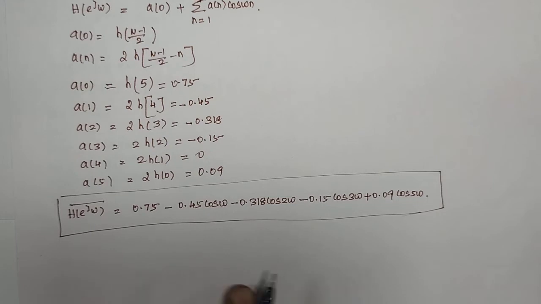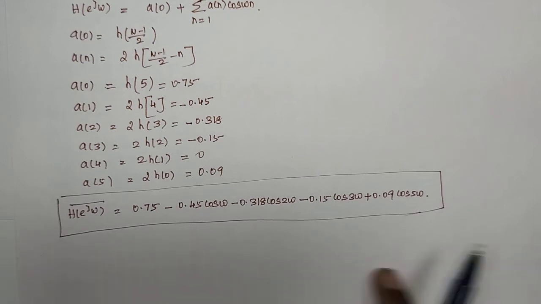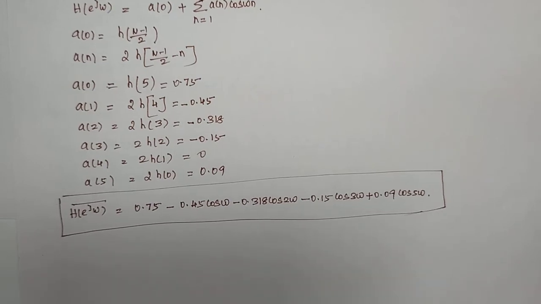To find the frequency plot, to find the magnitude, that is a plot for different omega values, the omega value ranges from 0 to pi. Take it from 0, 0.1 pi, and for different pi values, you can find the H of e power j omega. So in this way, you have to design the FIR high pass filter.